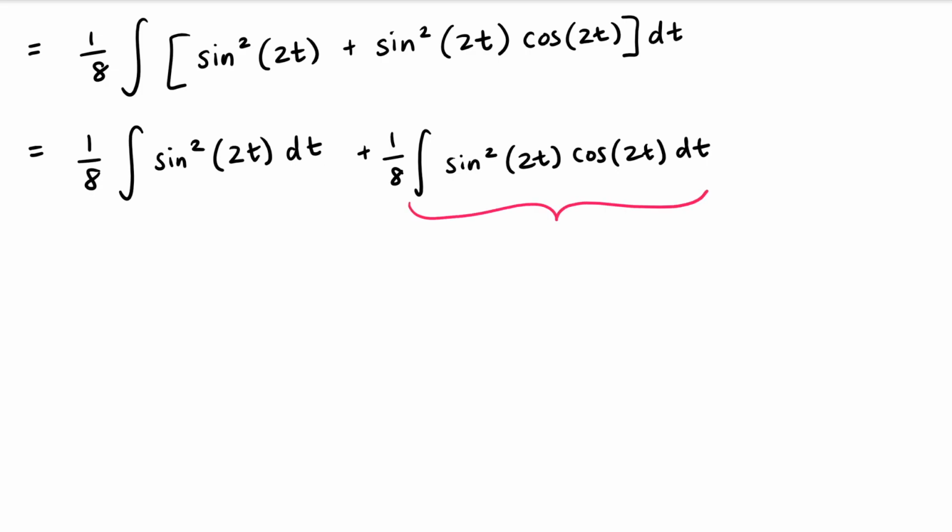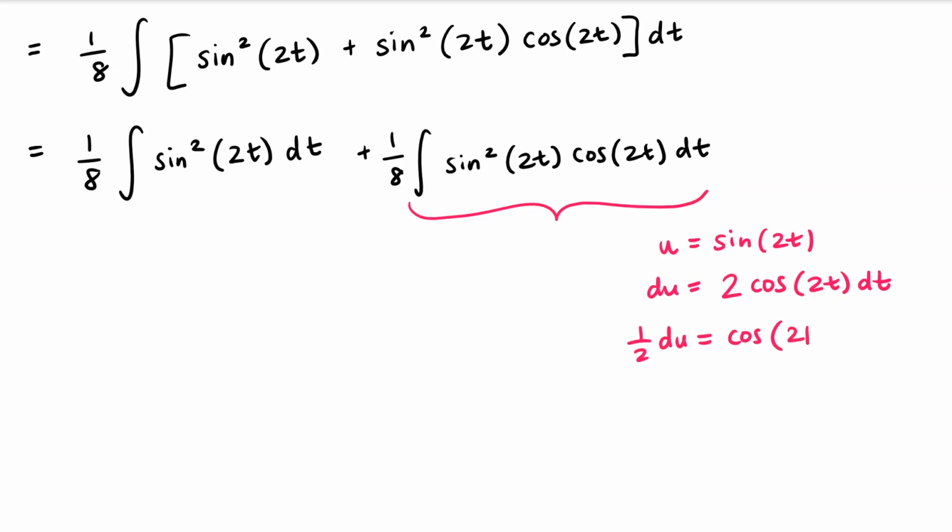For this second integral here, I'm going to use u substitution by letting u equal sine of 2t. If we take the derivative, we get du equals 2 times cosine of 2t dt. And dividing both sides by 2 gives us 1/2 du equals cosine of 2t times dt. So we're going to end up having 1/8 times 1/2 times the integral of u squared du.